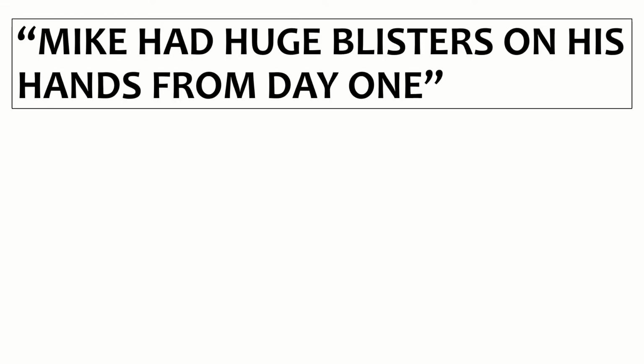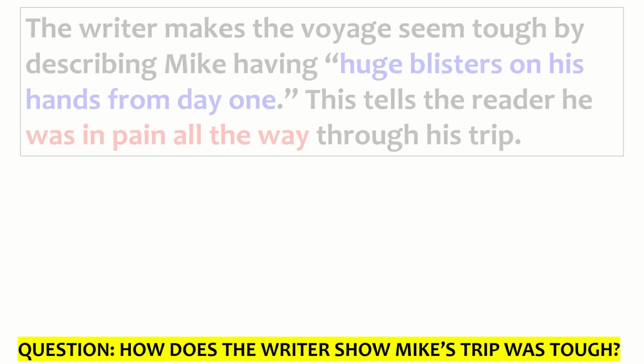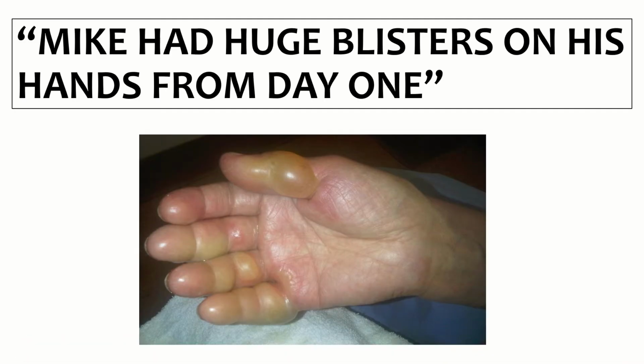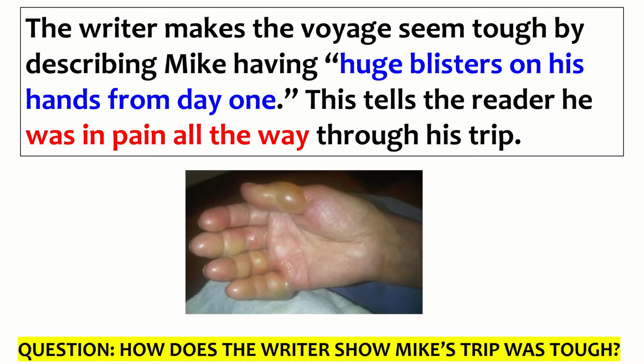So for example, if it said in the extract, it's not in this one, but I've actually made this one up, if it said Mike had huge blisters on his hands from day one. So remember, if he's sailing around the world, because of the ropes and stuff, his hands are like that from day one, okay? If the question was, how does the writer show Mike's trip was tough, and he had huge blisters on his hands, why is that tough? Well, I would put, the writer makes the voyage seem tough by describing Mike having huge blisters on his hands from day one. This tells the reader he was in pain all the way through the trip.